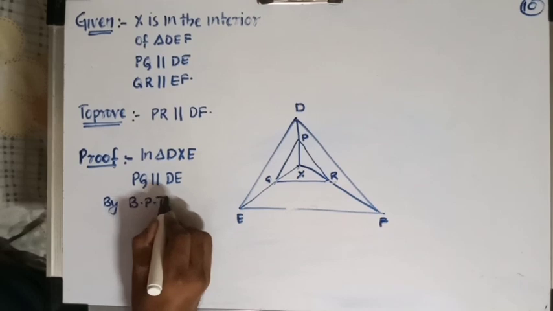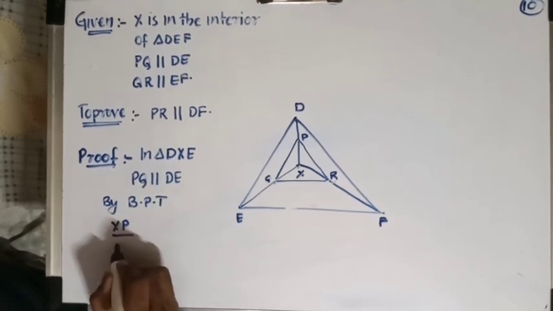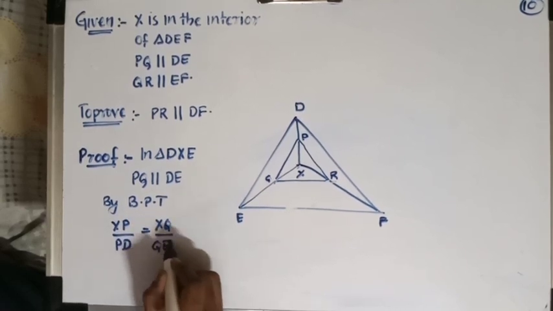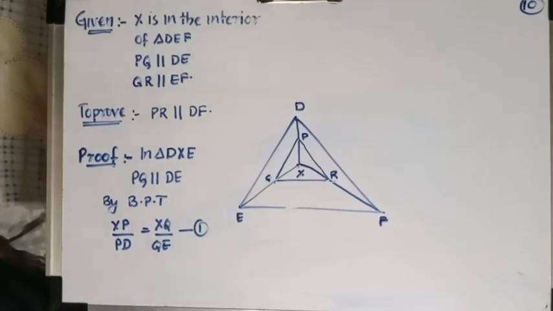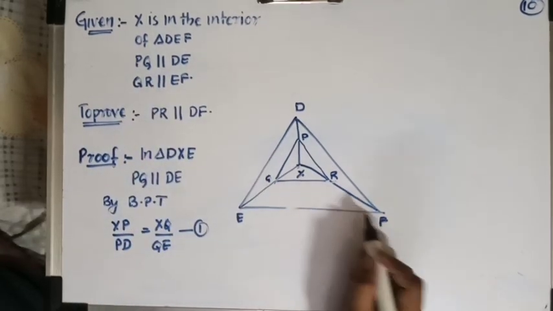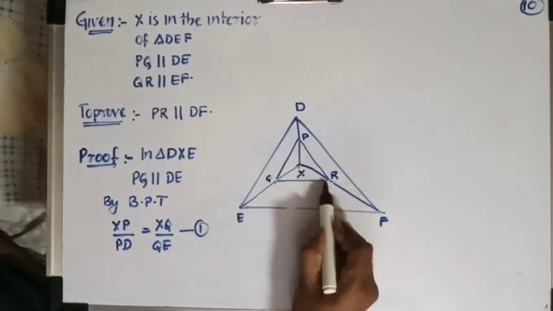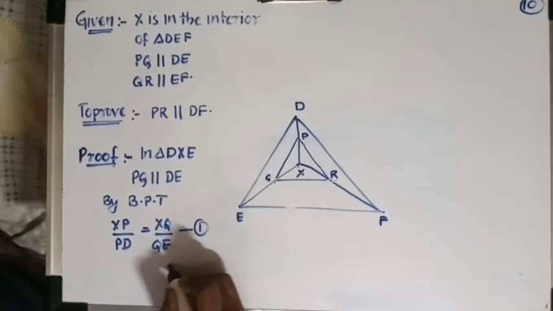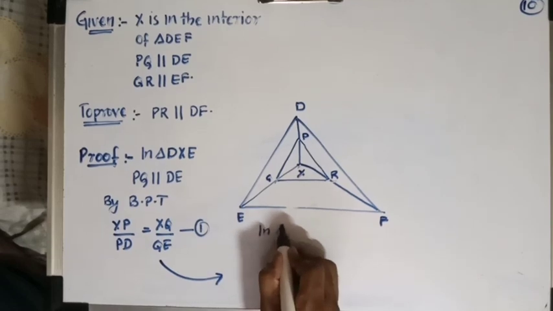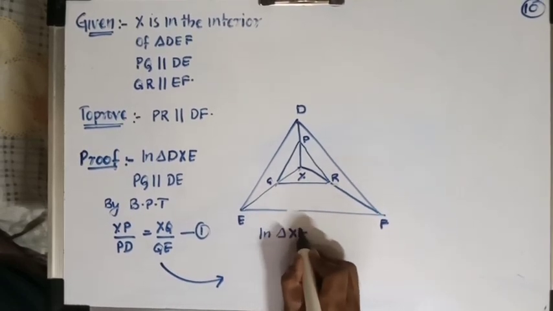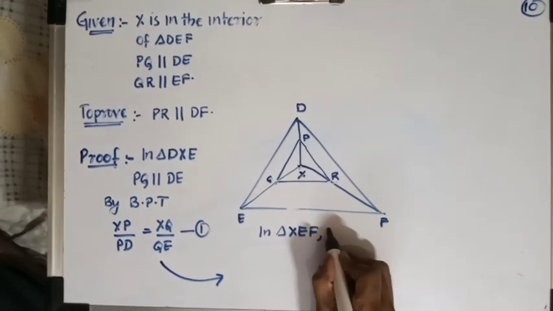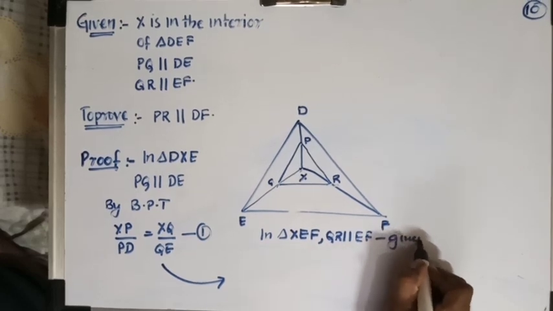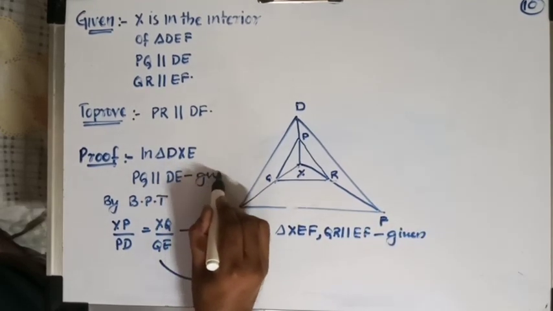By basic proportionality theorem, I'll have XP upon PD will be equals to XQ upon QE. I'll give this as number 1. Then what is given to me? QR is parallel to EF. So I'll take QR and EF. But this QR and EF, they belong to triangle XEF. So I'll write that. Okay. So from here, the second step goes here. In triangle XEF, you have QR parallel to EF. Reason you can write it as given. Here also you can write the reason as given.